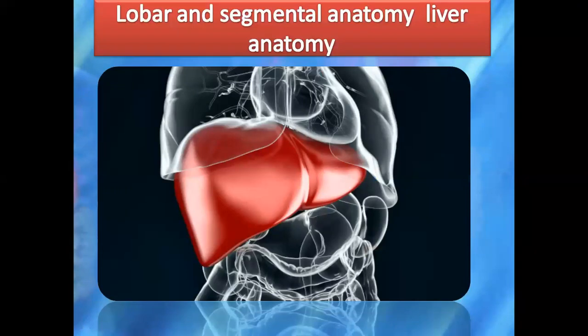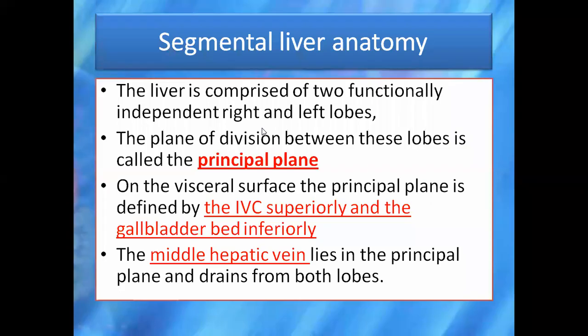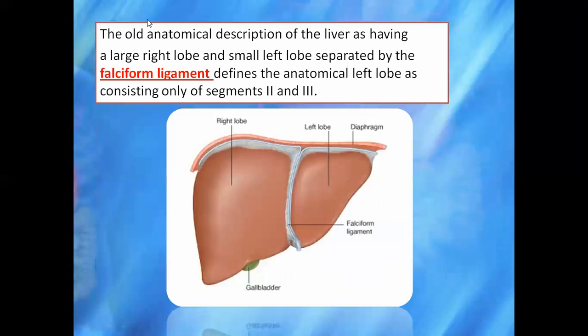Lobar and segmental anatomy of the liver. The liver is comprised of two functionally independent right and left lobes. The plane of division between these two lobes is called the principal plane. On the visceral surface, the principal plane is defined by the inferior vena cava superiorly and the gallbladder bed inferiorly. The middle hepatic vein lies in the principal plane and drains both lobes.